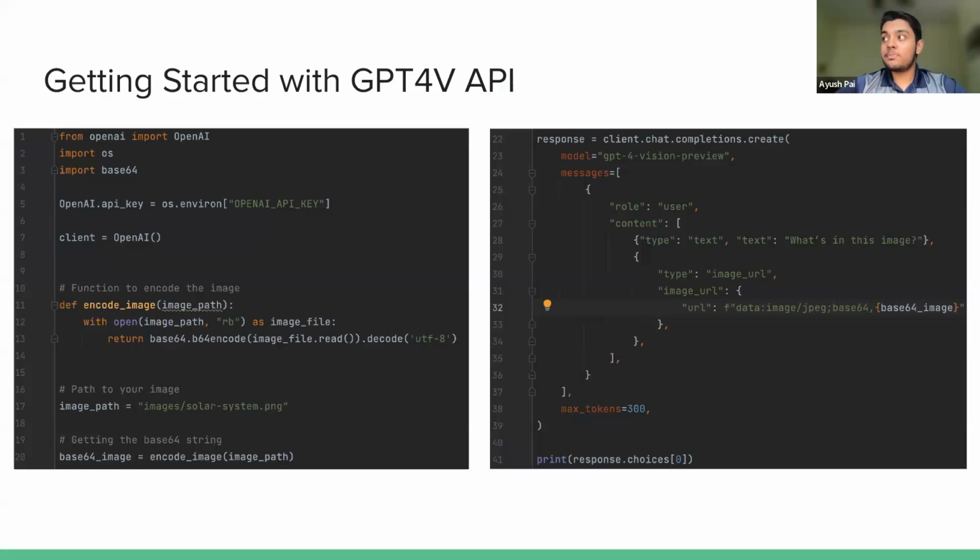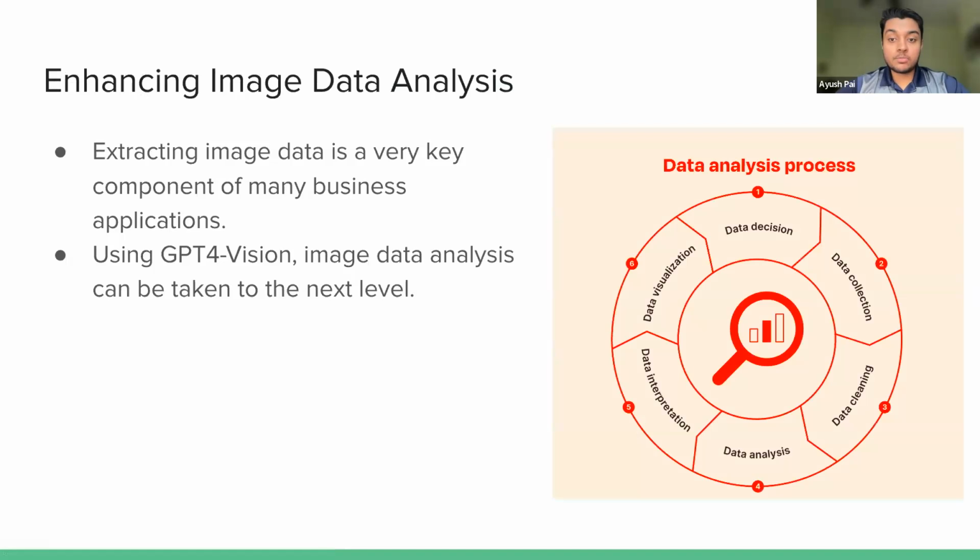And so this whole request here is what's sent to the API, and there are a lot more parameters that we can go over and how this works. But for now, this is just the basic setup with the GPT-4 Vision API. So GPT-4 Vision can really elevate image data analysis, a critical component in today's data-driven business landscape. Image data extraction is pivotal across various sectors, including retail, security, and healthcare, to name a few.